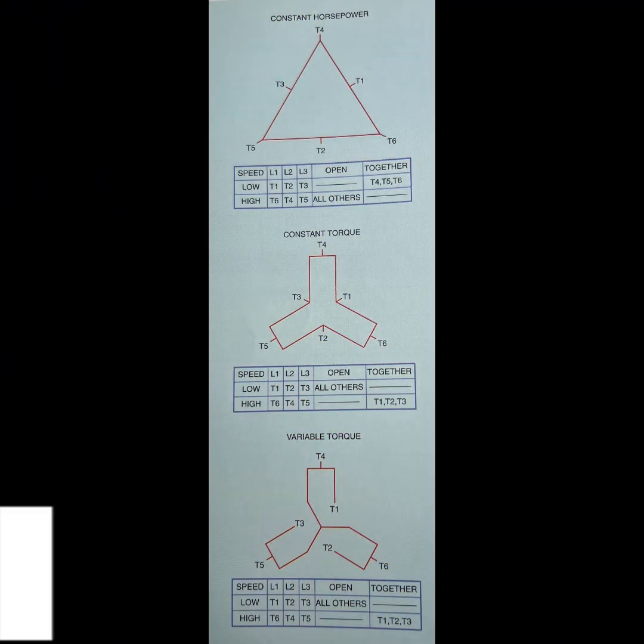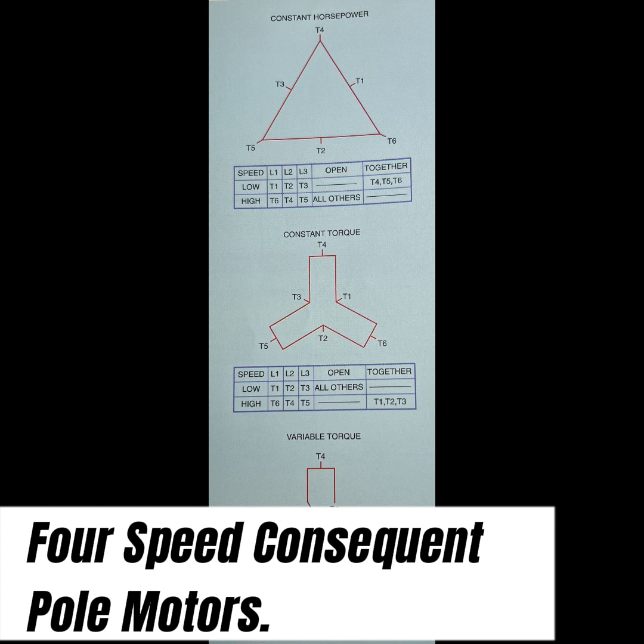Four-speed consequent pole motors. Consequent pole motors intended to operate with 4 speeds use 2 reconnectable windings. Like 2-speed or 3-speed motors, 4-speed motors can be wound to operate constant horsepower, constant torque, or variable torque. Some examples of the winding connections for 4-speed 2-winding 3-phase consequent pole motors are shown in the following image.